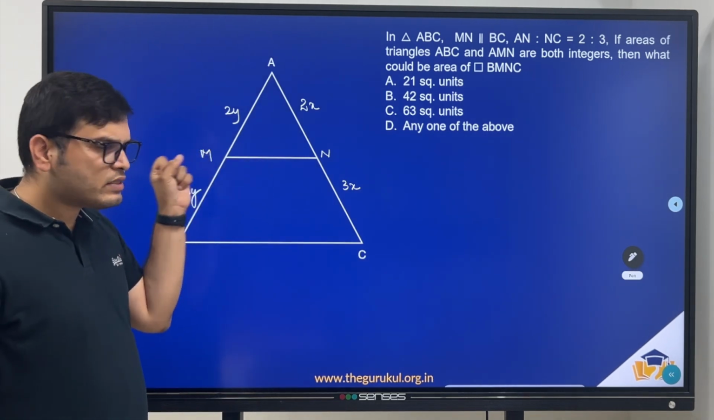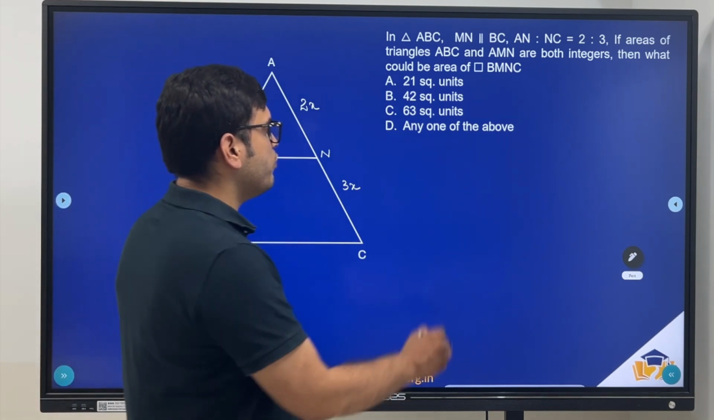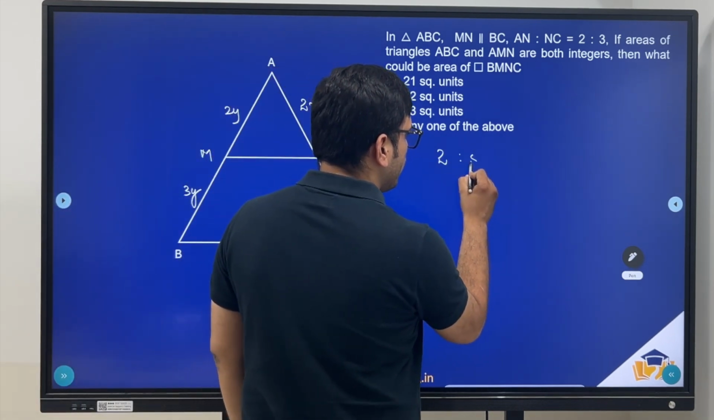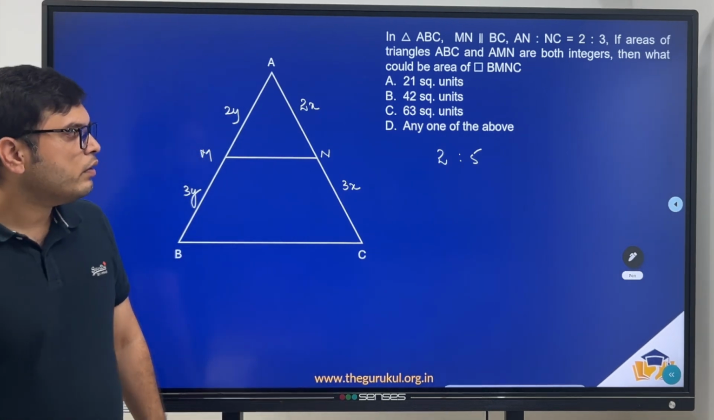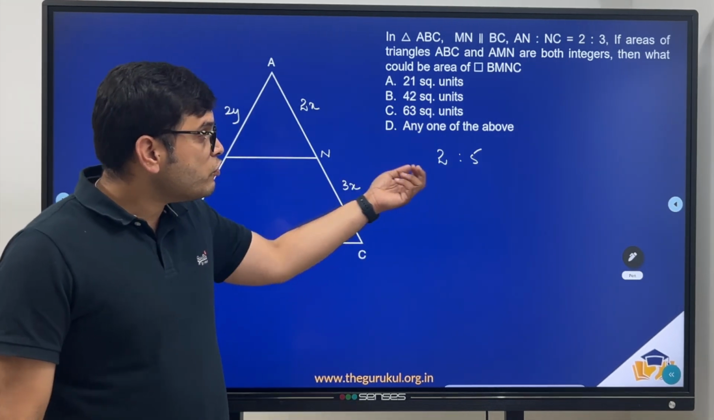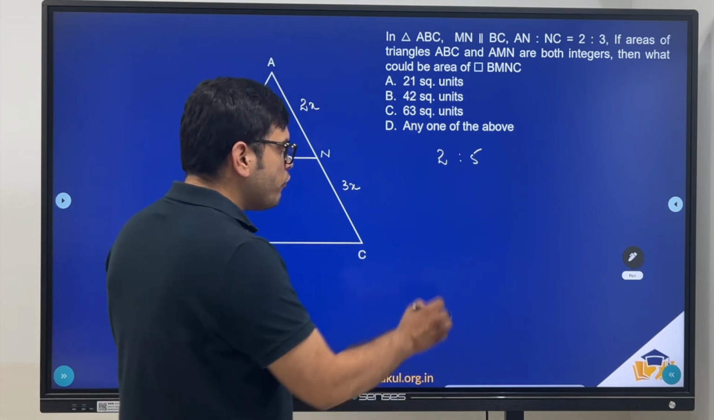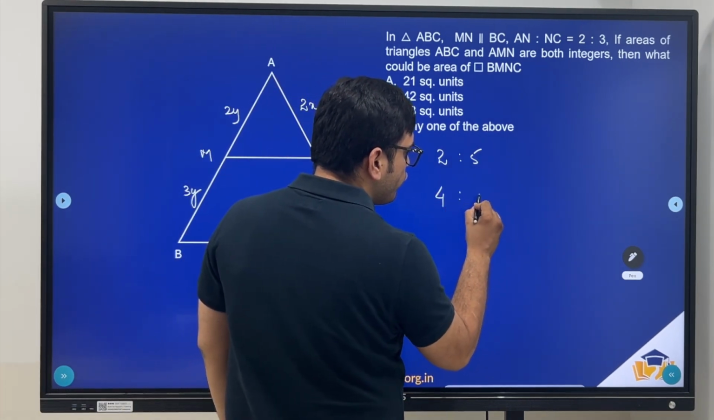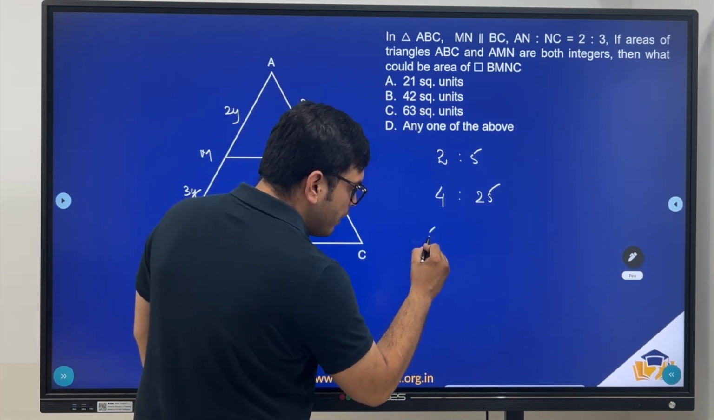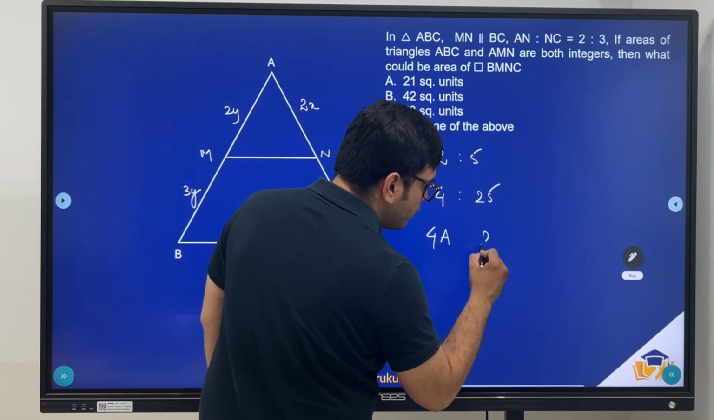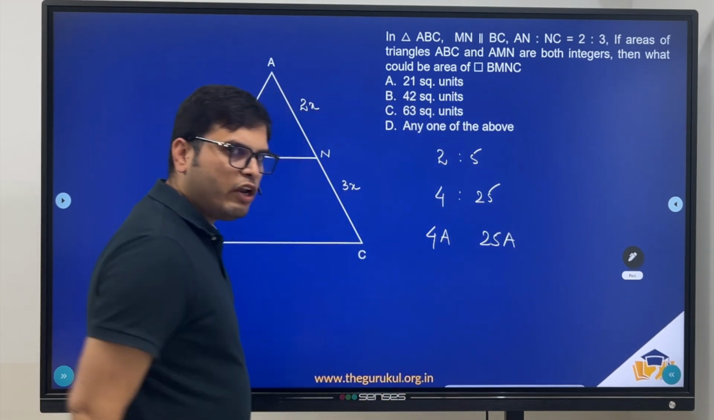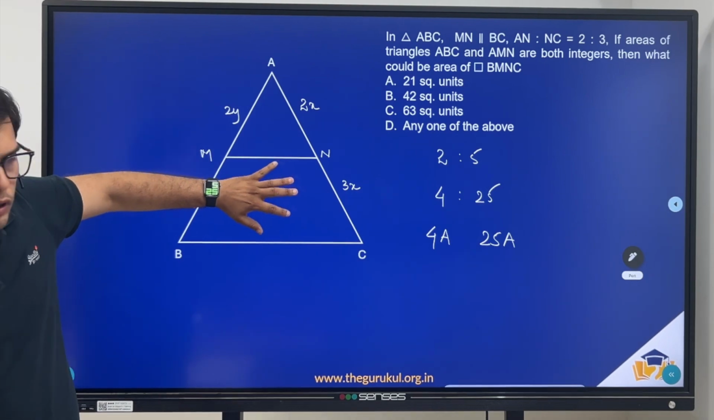Now these two triangles are similar. Now what is the ratio of their sides? 2 is to 5, right? If the ratio of the sides is 2 is to 5, the ratio of the areas would be 4 is to 25. So if the area of the smaller triangle is 4a, the area of the larger triangle would be 25a.